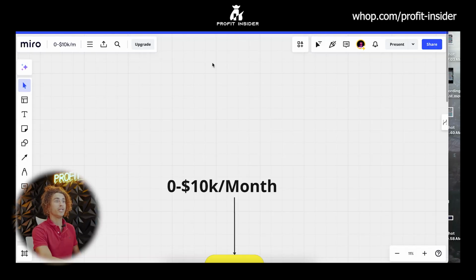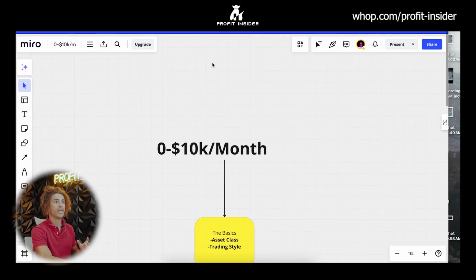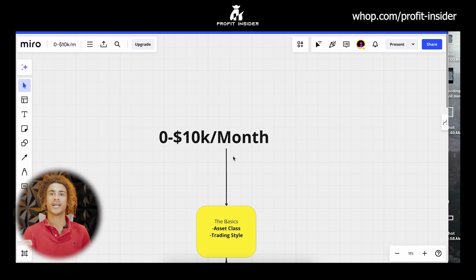So the first thing you're going to need is to master the basics. The first thing is your asset class. What asset are you trading? Are you trading stocks? Are you trading futures? Are you trading crypto? Are you trading Forex? And within all of these assets, what is it that you're actually trading?